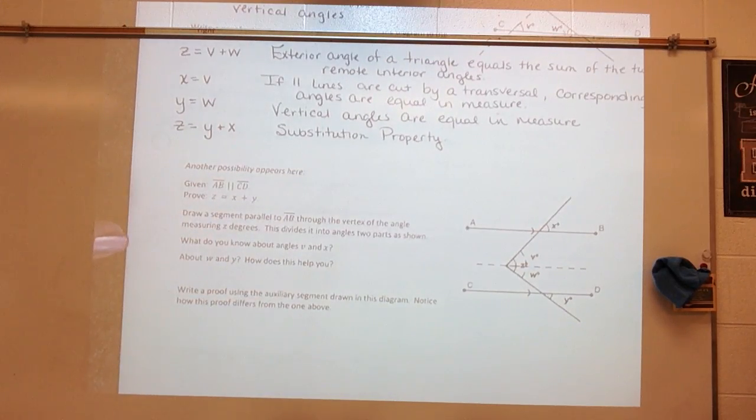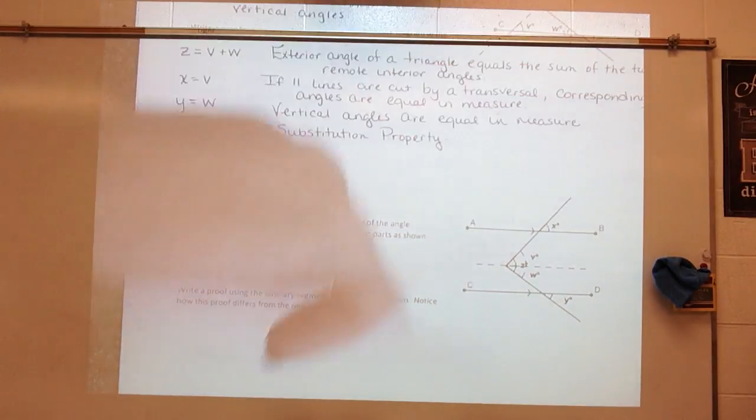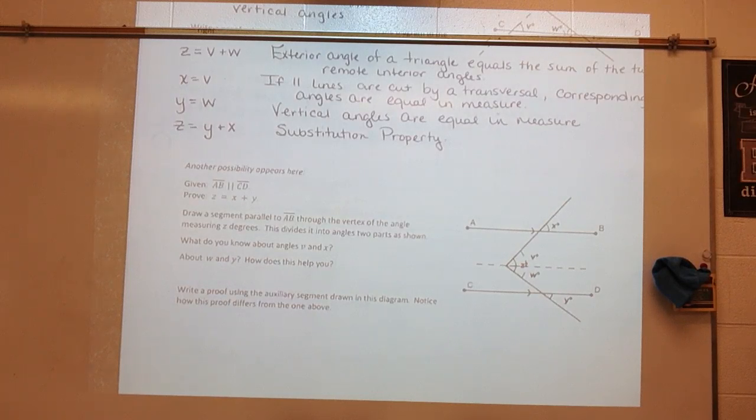All right, so the second possibility for an auxiliary line, notice they went ahead and divided that angle. So it says draw a segment parallel to segment AB through the vertex of the angle measuring Z degrees. This divides it into two parts as shown. What do you know about angles V and X? V and X would be what? And what do you know about W and Y, and how does this help you? All right, so we're going to write a proof to look at this.